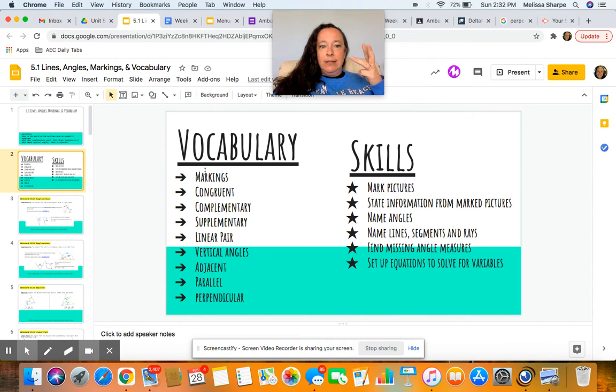The vocabulary: markings, what's a marking? What's congruence? Complementary, supplementary, linear pair, vertical angles, adjacent, parallel, and perpendicular. So a lot of this you probably already learned, so just sit back and enjoy the ride.